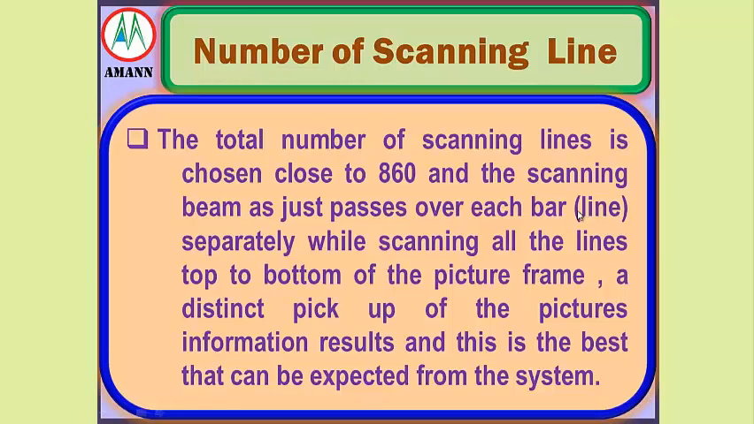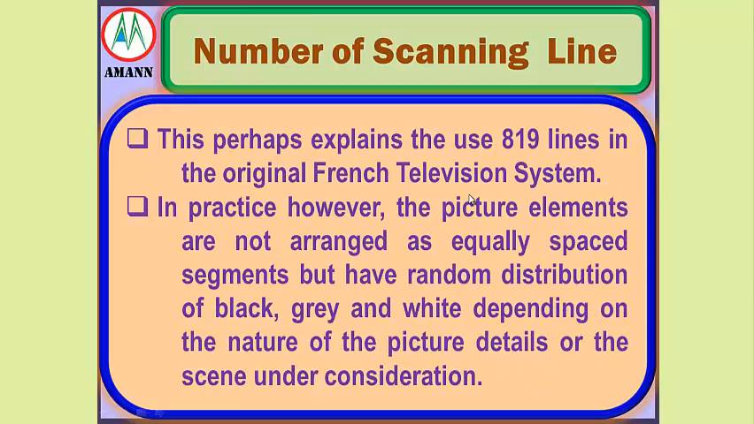The total number of scanning lines is chosen close to 860, and the scanning beam just passes over each bar separately while scanning all the lines top to bottom of the picture frame. A distinct pickup of the picture's information results, and this is the best that can be expected from the system. This perhaps explains the use of 819 lines in the original French television system.